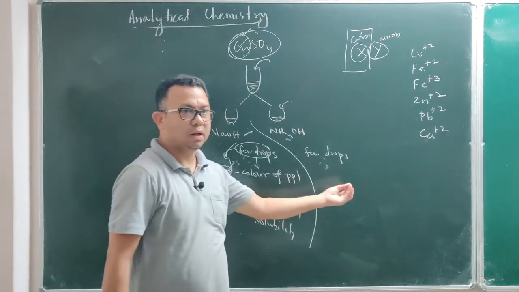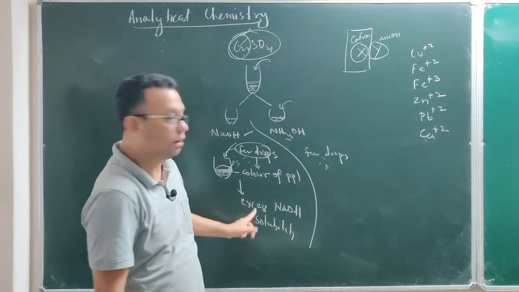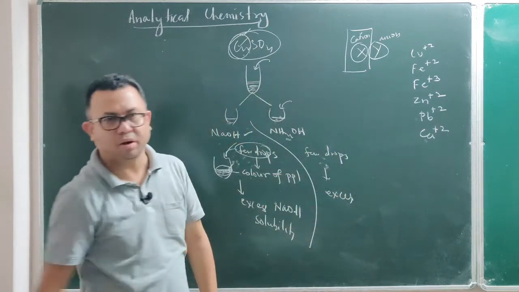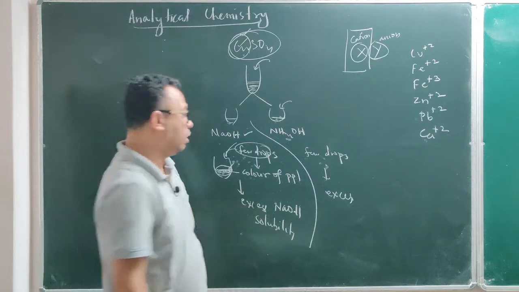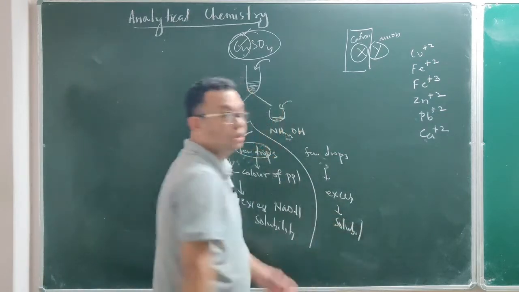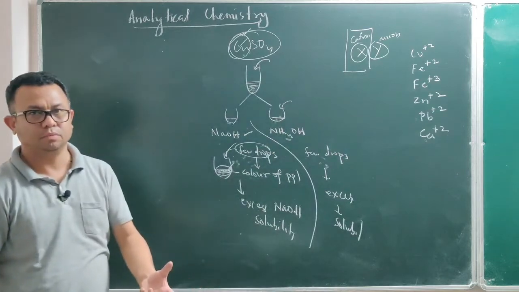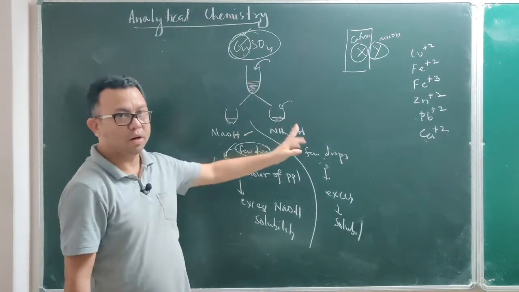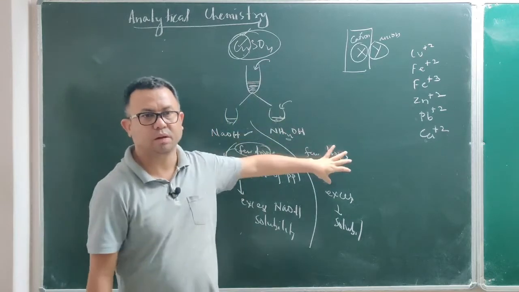Now once you have seen the color, then add excess, like how you added excess here also. So add plenty of ammonium hydroxide, then you see what happens, see the solubility, whether that precipitate is soluble or not soluble. So that means one particular solution that you prepare, you divide into 2 parts. You have to test with sodium hydroxide also, you have to test with ammonium hydroxide.